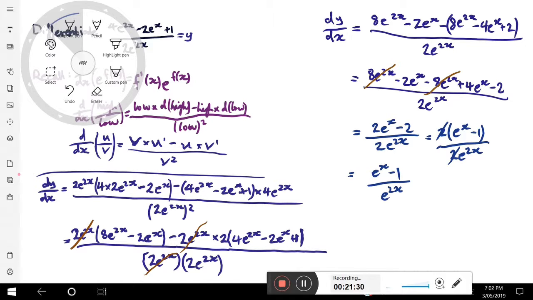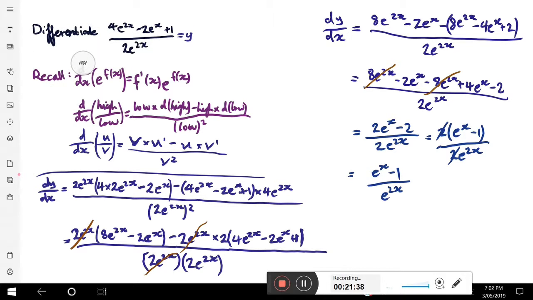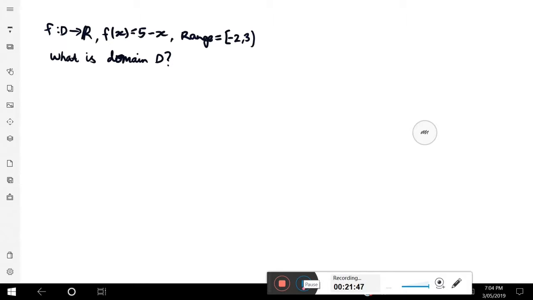Unless you want to put them into two fractions, it's completely fine to have it like this. There's no problem. And since they just told you to differentiate it, they didn't give you any initial conditions. So they're just asking for a general solution. And so this is your general solution. All right, on to the function questions.